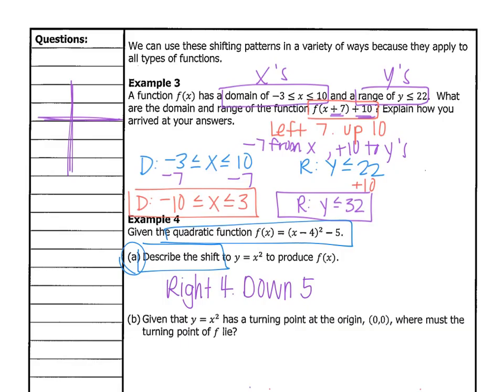So the -4 on the inside, that's x. That means we're changing the x's left and right, and we do the opposite, so that's right 4. On the outside, that's y. -5 means actually shift it down 5.